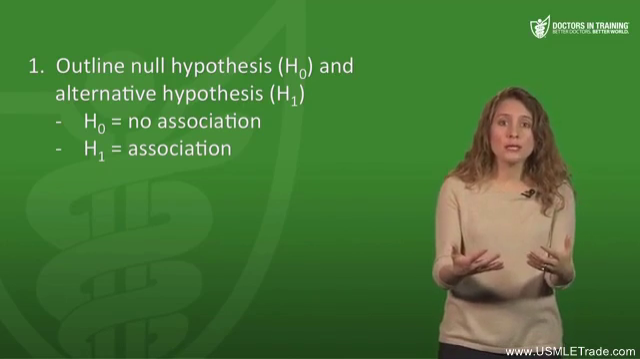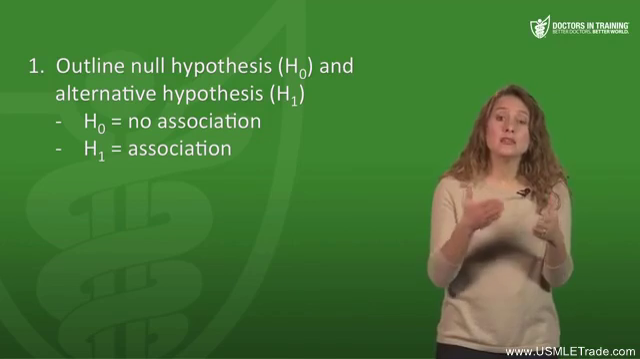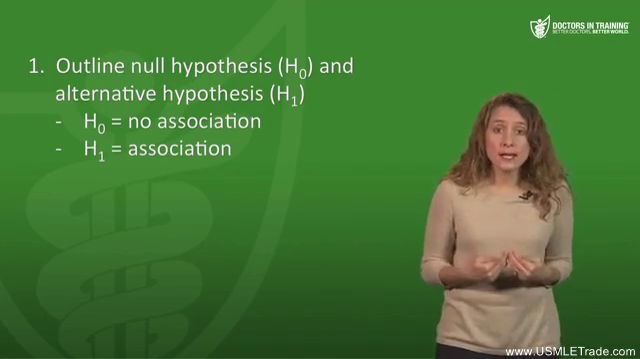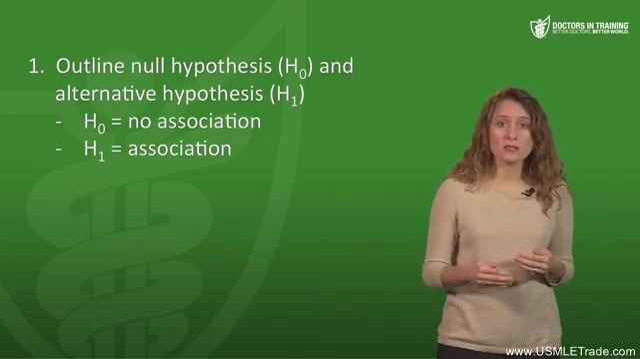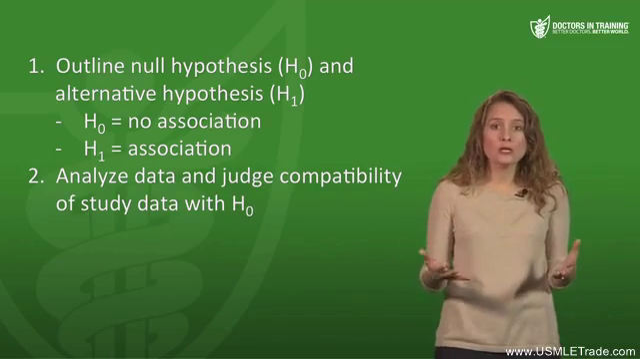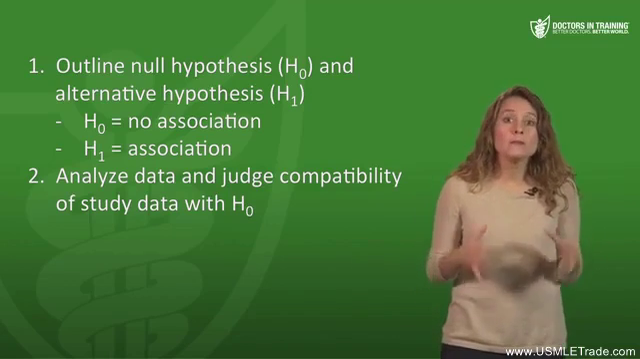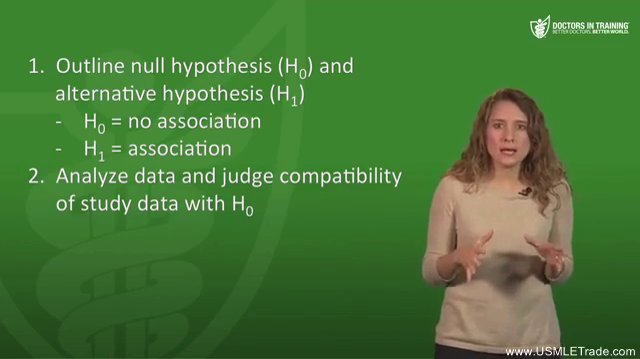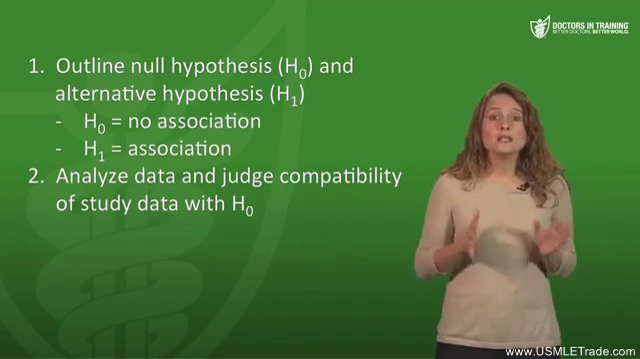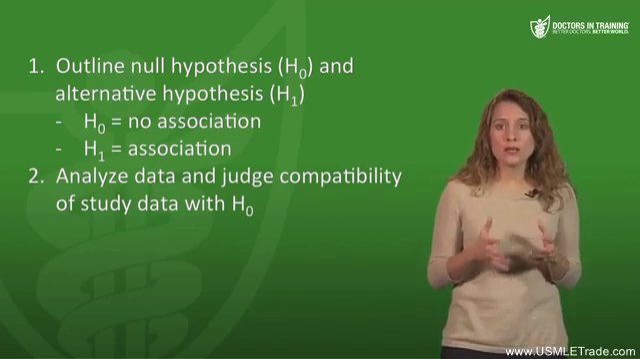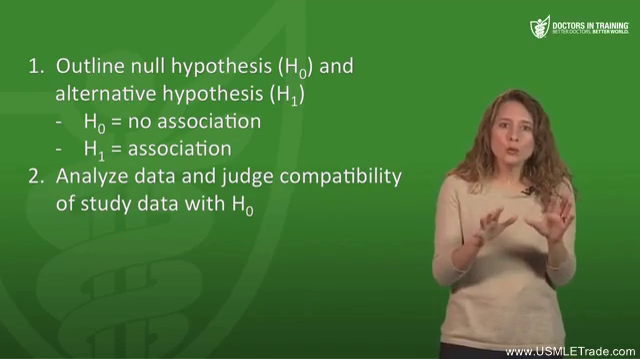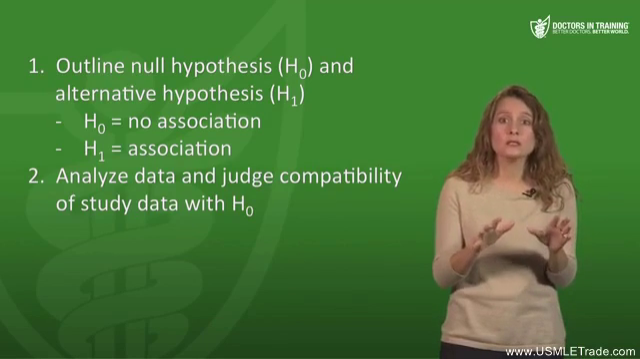The original assumption in hypothesis testing is that the null hypothesis is true. Therefore, it is left to the investigator to reject the null hypothesis using the study data. So after outlining the null and alternative hypothesis and acquiring the study data, the investigator then analyzes the data and judges the compatibility of the study data with the null hypothesis. The type of statistical test used by the investigator depends on what type of data were acquired in the study, and we'll discuss some possible statistical tests later.